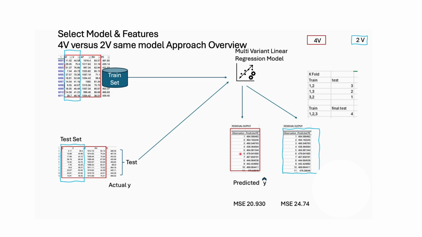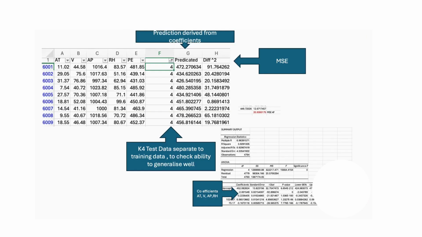And this shows the output of that evaluation, where here is the output from the four variables, resulting in a mean square error of 20.930, and this shows the outcome of the mean square error prediction using just two variables. So as you can see here, a mean square error of 20 is a lot less than 24.74.